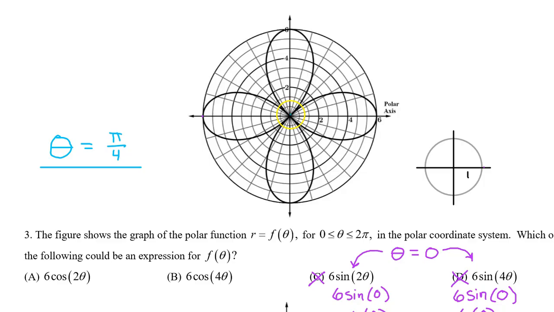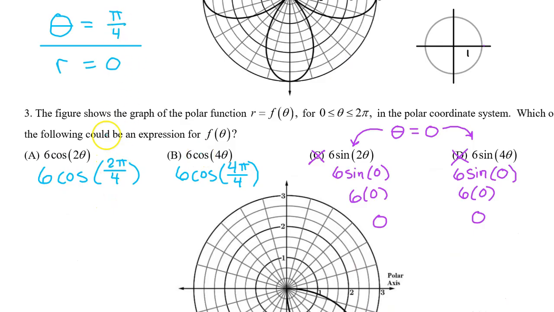Let's use theta equals pi over 4. At pi over 4, the only R value is 0. So hopefully only A or B will give us an R value of 0.